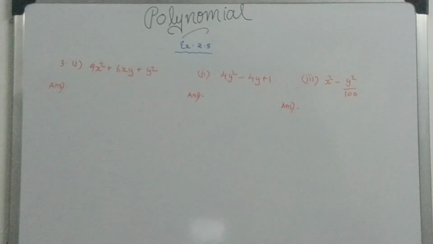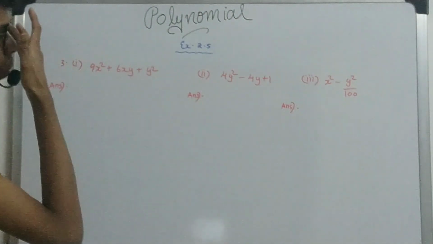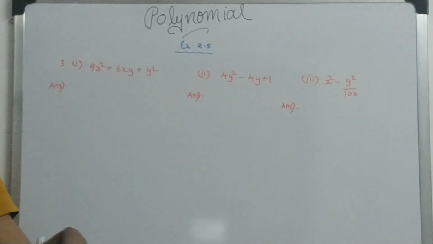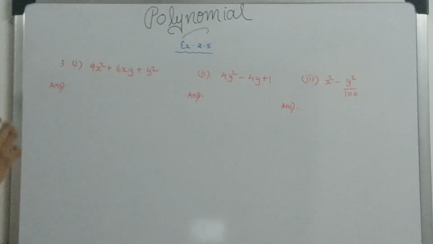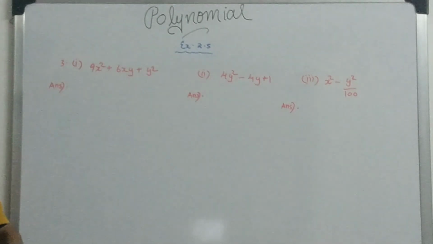Okay, so now our third question is: factorize the following using appropriate identities. Now here they have given you the expanded form of one of the identities, and they are asking you to factorize it and just identify it. So in such types of questions we should see which identity the given expansion is of.